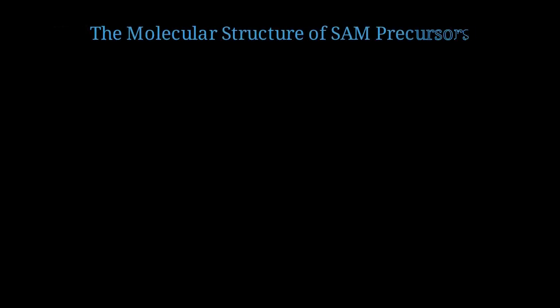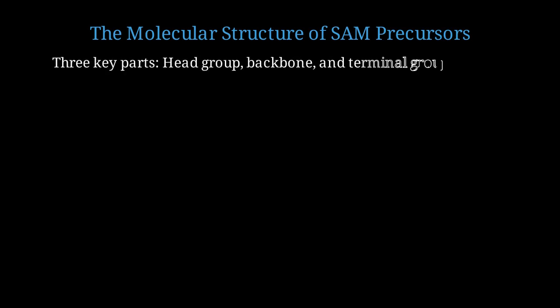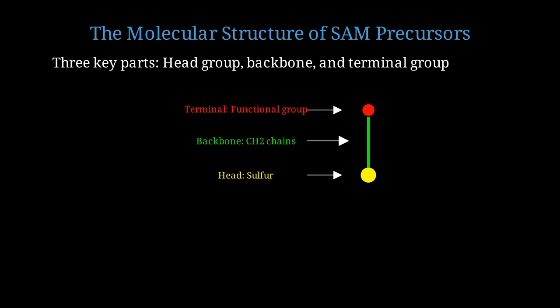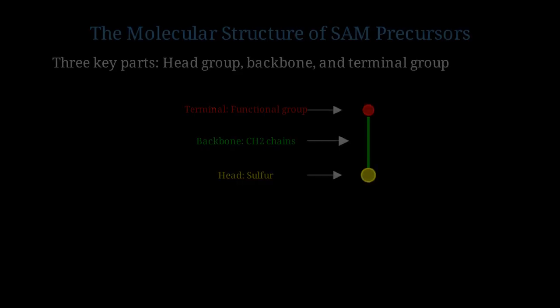To understand SAM formation, we need to look at the molecular structure of the precursor molecules. A typical SAM-forming molecule has three parts: the head group that binds to the surface, a backbone that provides structure, and a terminal group that determines surface properties. Here's a single molecule. The sulfur head group is at the bottom, ready to bind to gold. The hydrocarbon backbone extends upward, and the terminal group at the top can be modified to tune surface chemistry.